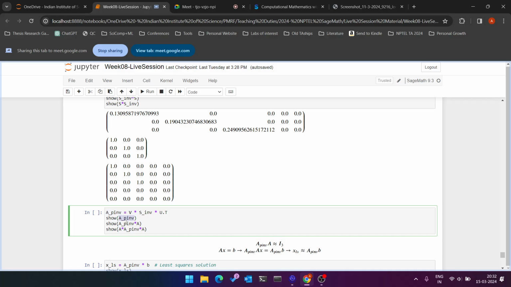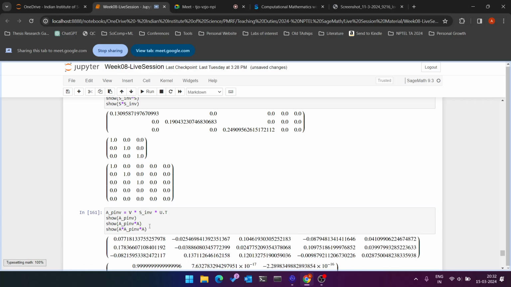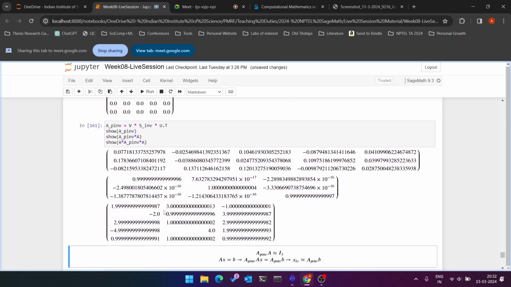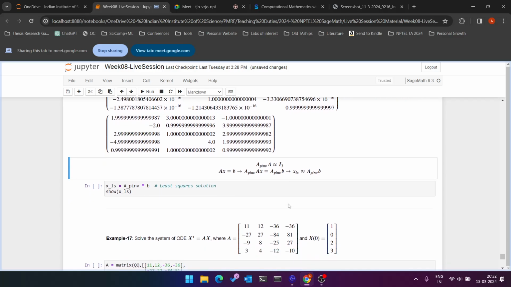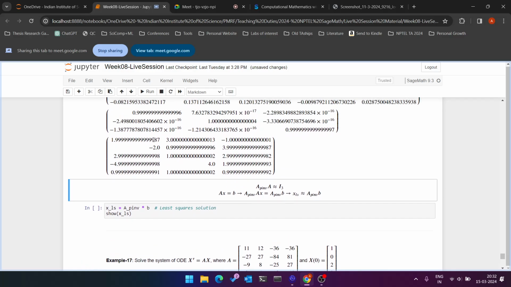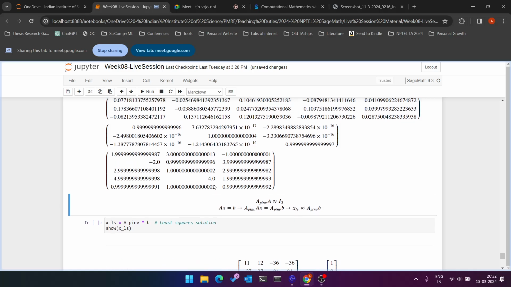To check, we will check the multiplication of pseudo inverse of A multiplied with A. So pseudo inverse of A multiplied with A, you can see that the off diagonal terms are nearly 0. This gives us 1, 1, 1. So I3. Whereas A into pseudo inverse doesn't give us I3 or I5.